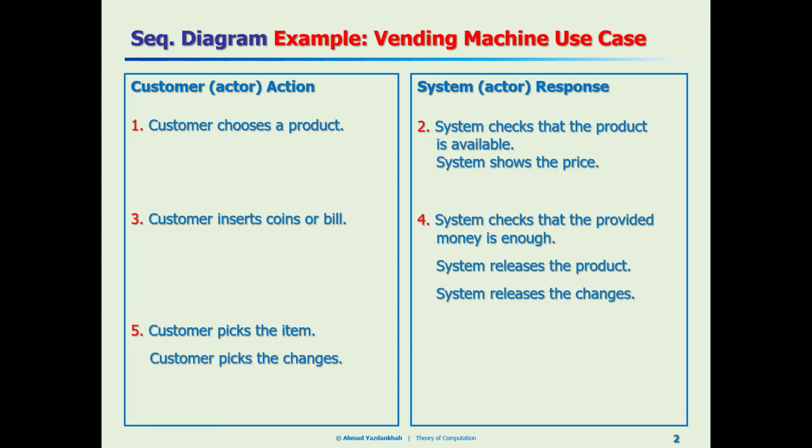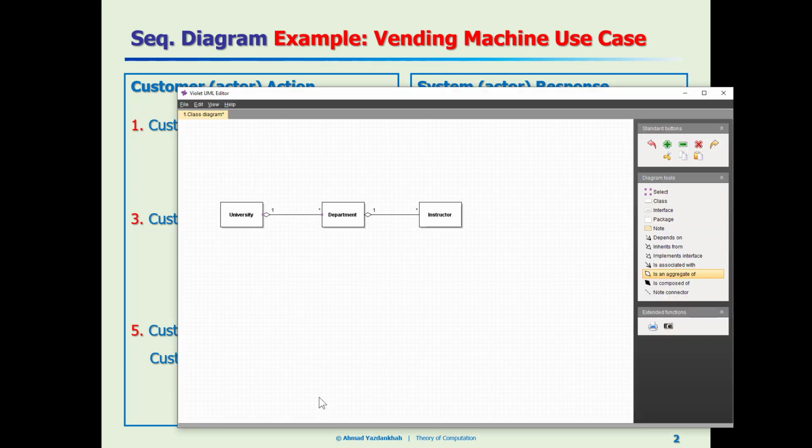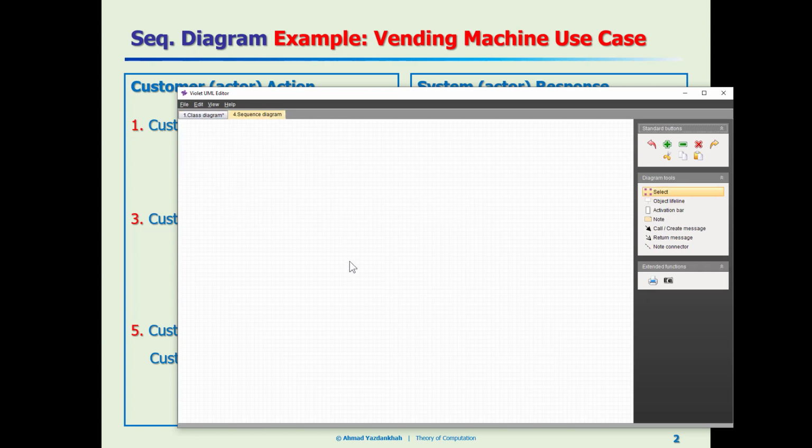Okay. All right. So let's convert this to a sequence diagram. Let me bring up my Violet. So we go ahead and create a new one. The sequence diagram is a dynamic diagram, so we go to the dynamic and then we pick the sequence diagram.